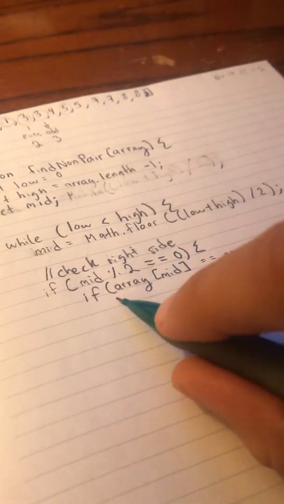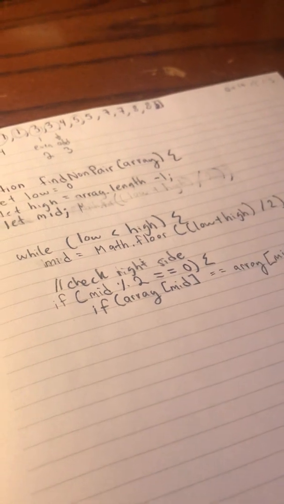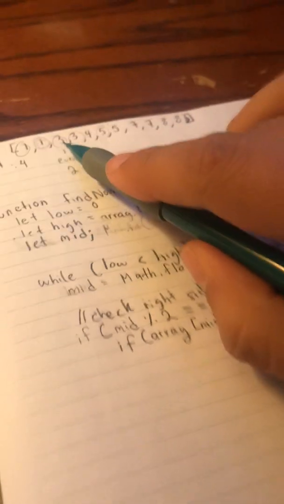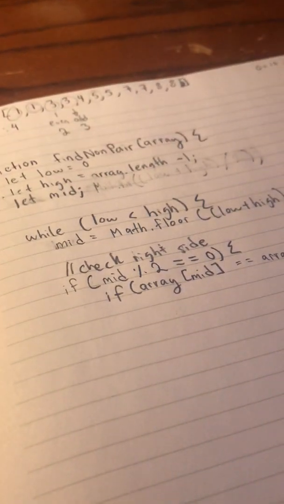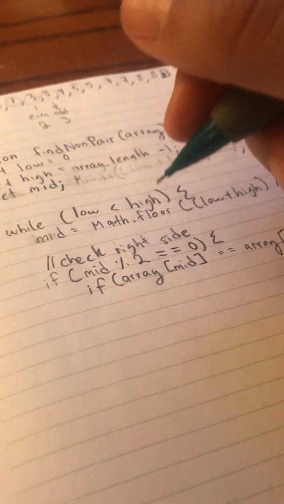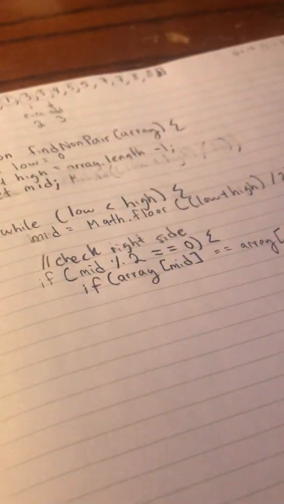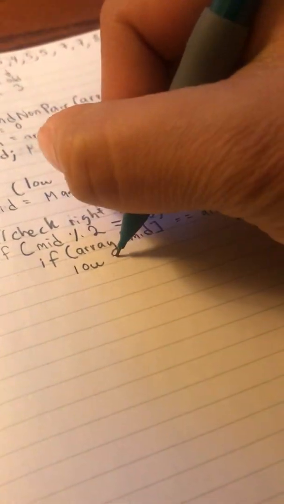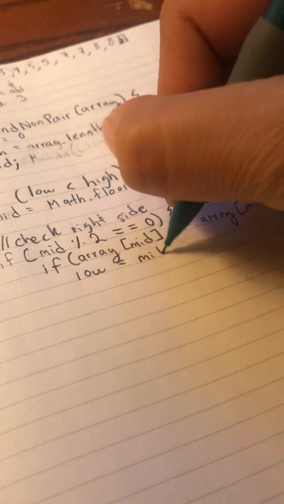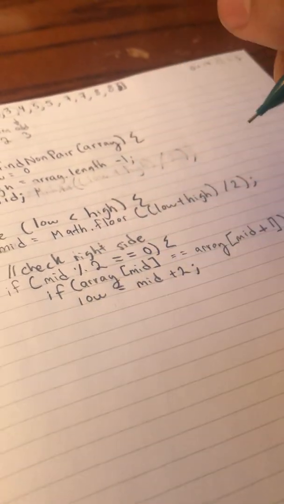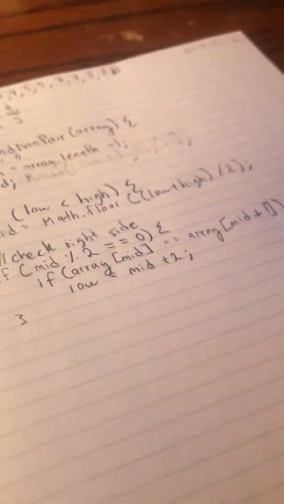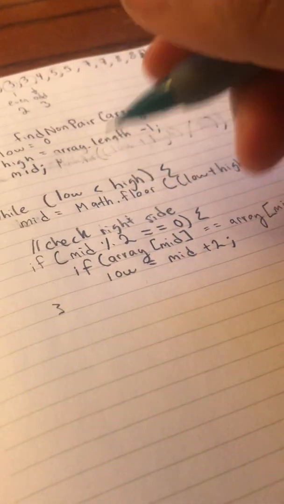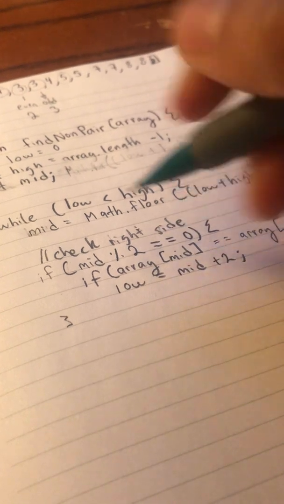So now we have to get a new low, because when we check the right side, we're going to move our left pointer towards the right. So our low is going to be different now. Since we already checked the next index next to the mid to make sure that it was equal, we can move our pointer 2 spaces. So our mid plus 2 will be our next low, and that's done for that one.